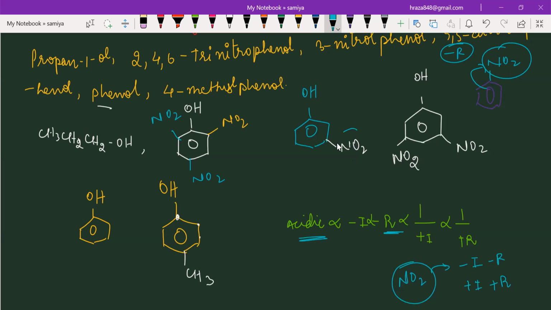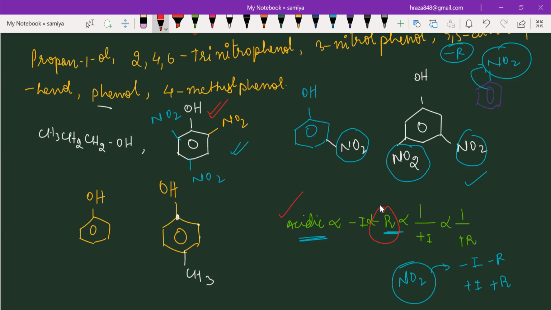Now you can see it has one NO2, it has two NO2, and now it has three NO2. Which one will have the greatest power of minus R? This will, because it has three NO2 groups. That means from three sides there will be minus R. Yes or no, Rim? Yes, sir.